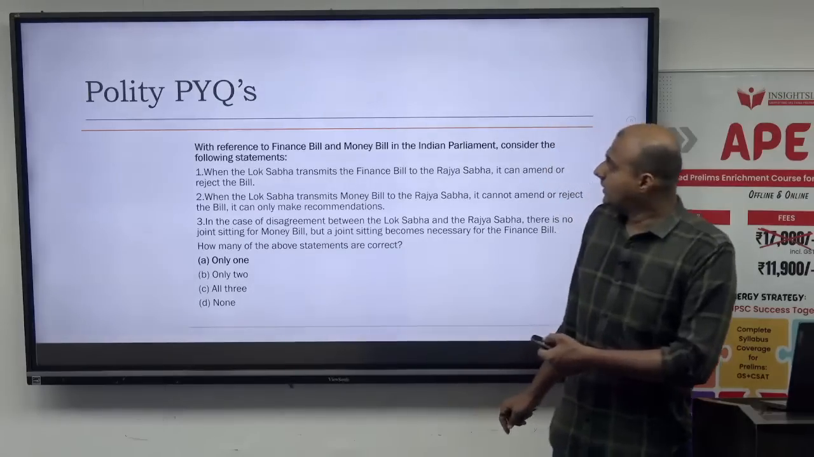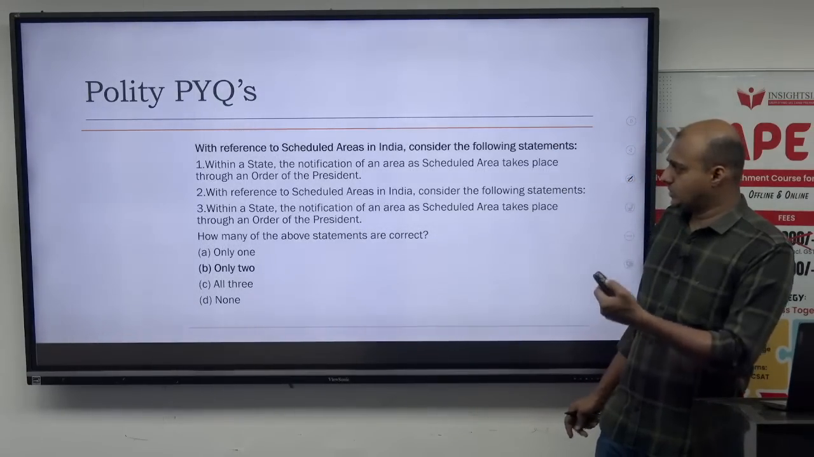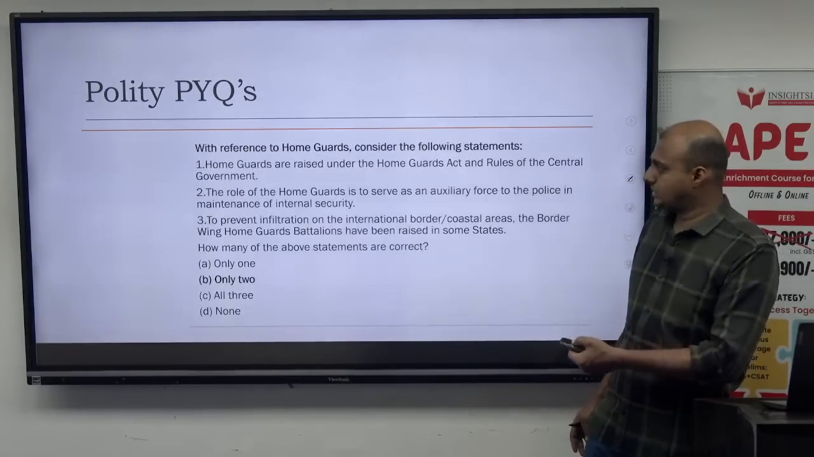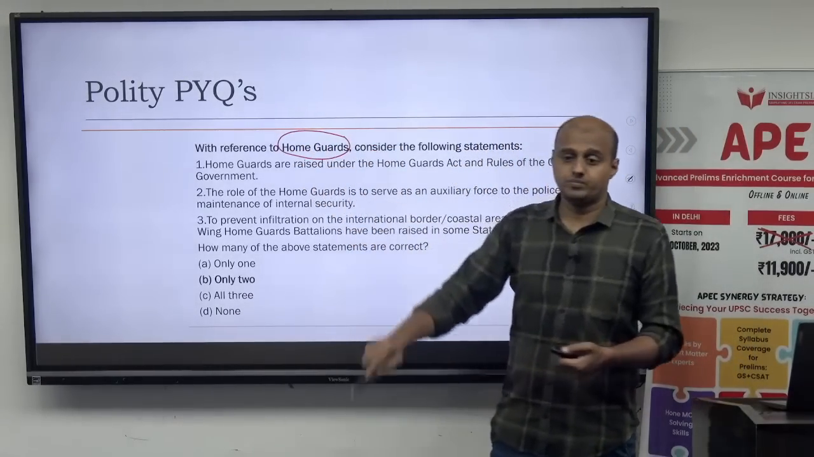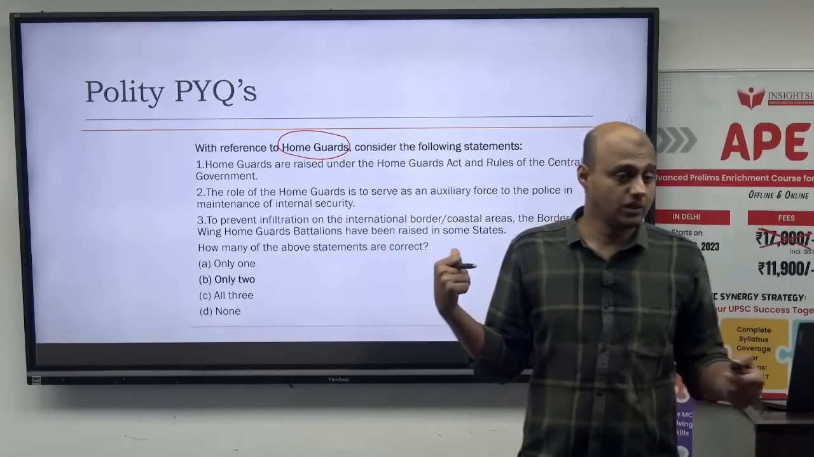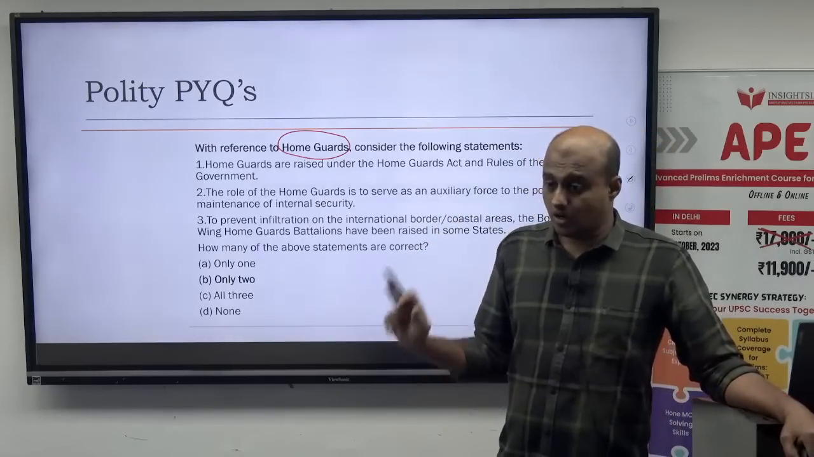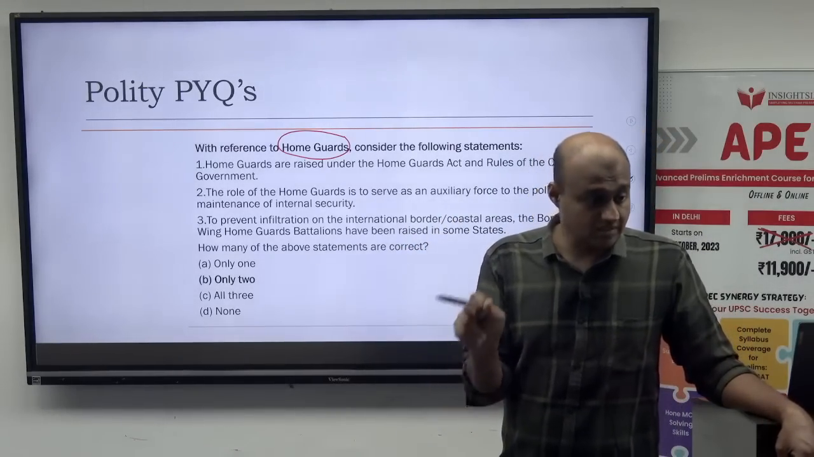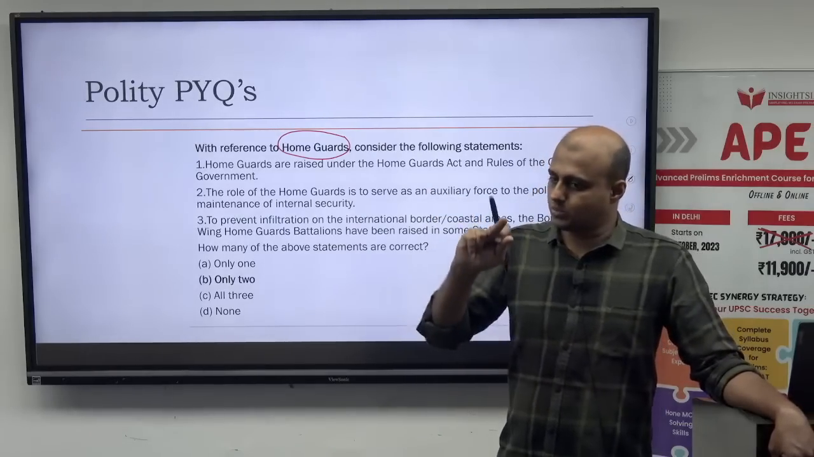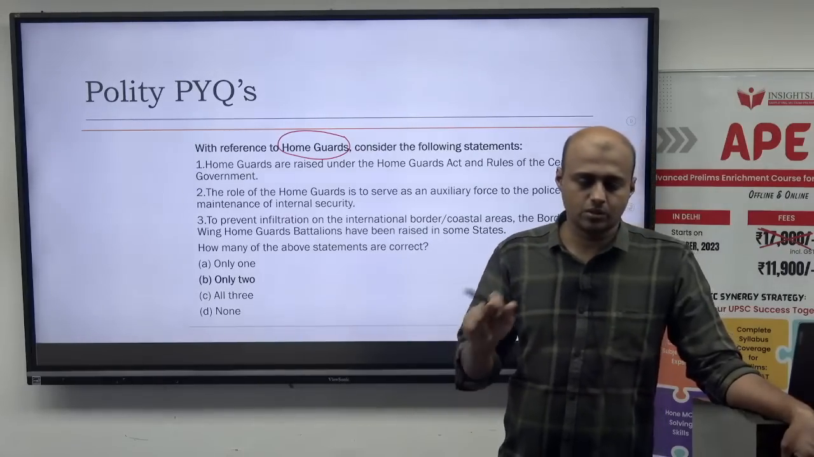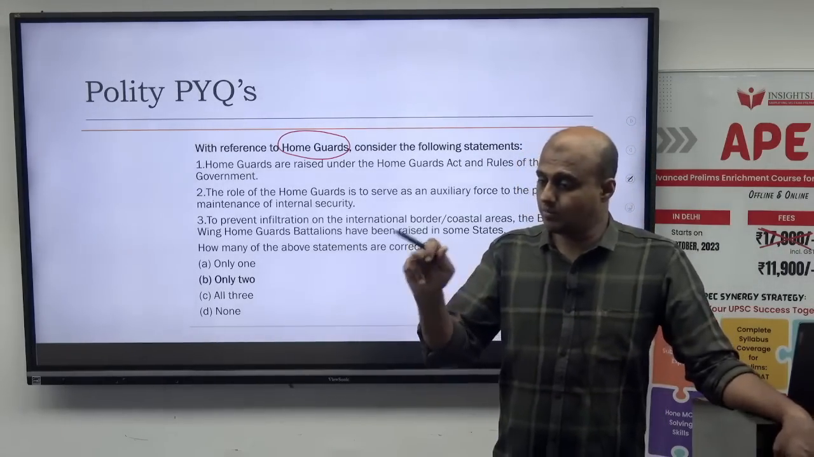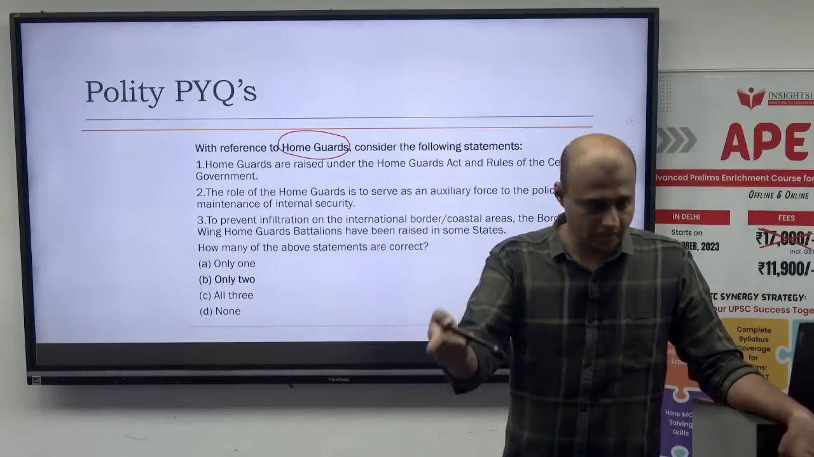That is one angle. These are all very simple, basic ones with respect to scheduled areas, Schedule 5, all those things. This is again a new area of asking a question, because they are asking about Home Guards. Normally you don't study Home Guards. If they can ask about Home Guards, why can't they ask about CAPF, the Central Armed Police Force? That angle you need to work on again.